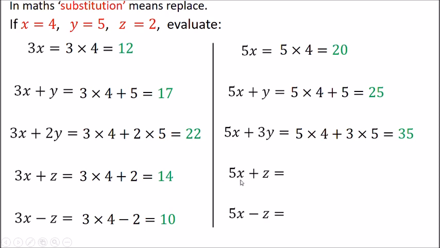Okay, 5 lots of x, so that means 5 lots of 4, which is 20. And I'm adding on z, which means I add on 2. So altogether I have 22. And my final expression to evaluate, 5 lots of x means 5 lots of 4, which is 20. And now I'm taking away z, so I'm taking away 2, which gives me 18 as my final answer.